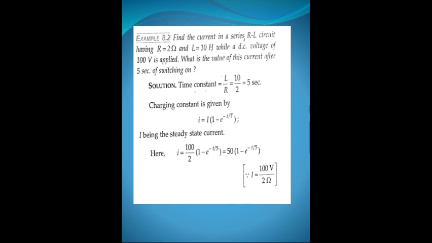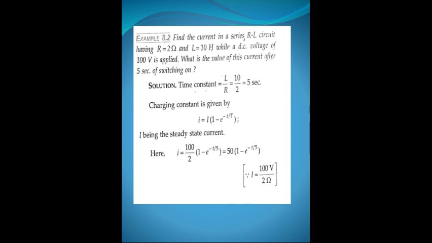Now solution. Time constant is equal to L upon R. The L is 10, R is 2, that is 5 seconds. Now the charging equation is given by i is equal to I0 times (1 minus e to the power minus t upon the time constant Tc). So I0 being the steady state current, that is V upon R. So i is equal to 100 upon 2 times (1 minus e to the power minus t upon 5), which is equal to 50 times (1 minus e to the power minus t upon 5).